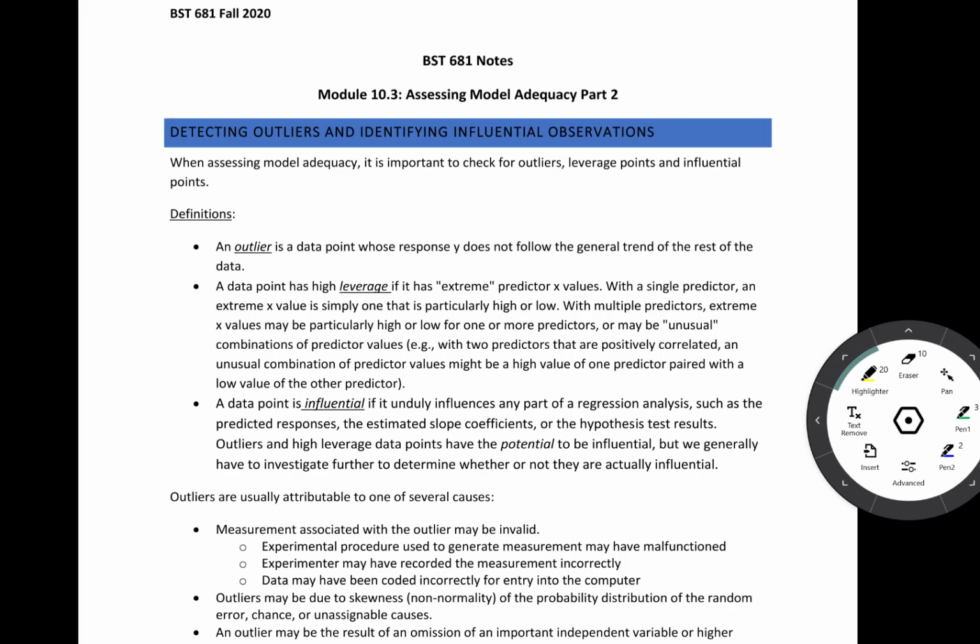In this set of notes, we're going to continue our discussion on assessing model adequacy. In particular, we're going to talk about outliers and how to identify influential observations. So when assessing model adequacy, it's important to check for outliers, leverage points, and influential points.